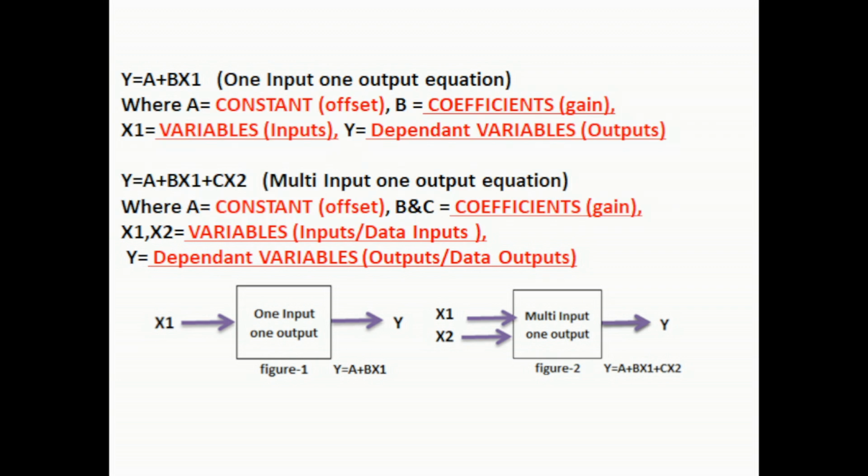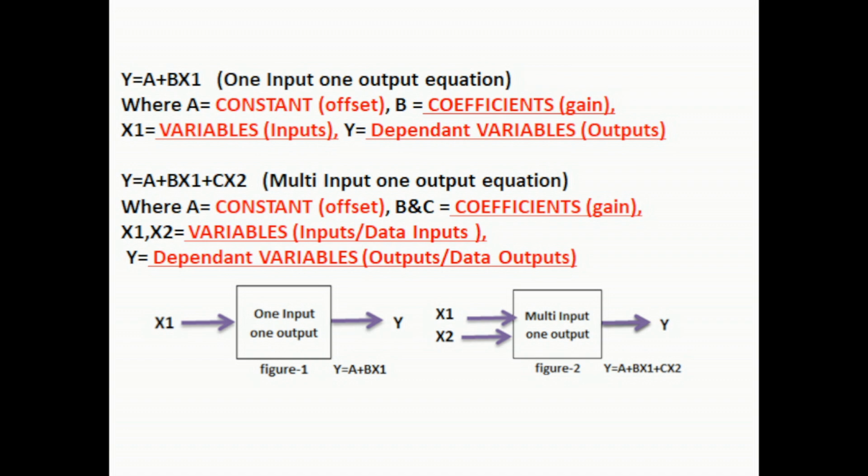Y equal to a plus b x1. It is an equation for one input, one output. Consider a system. X1 is the input, y is the output. So the equation is y is equal to a plus b x1, where a equal to constant, that is offset, b equal to coefficient gain, x1 is equal to variables inputs, y equal to dependent variables, that is output. Y is dependent on x1. It is shown in figure 1.